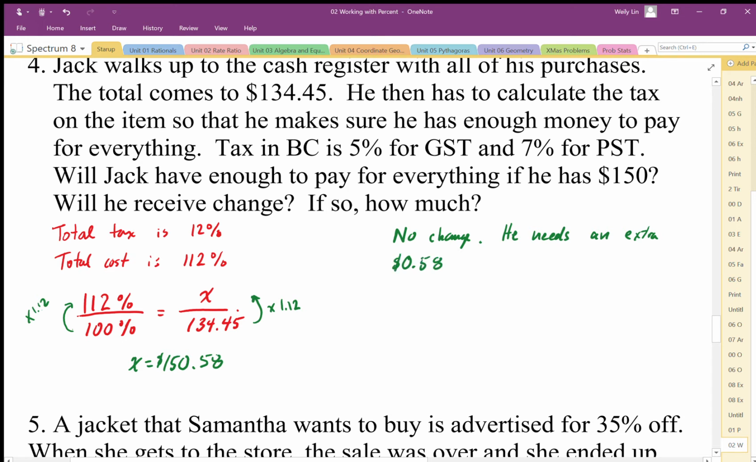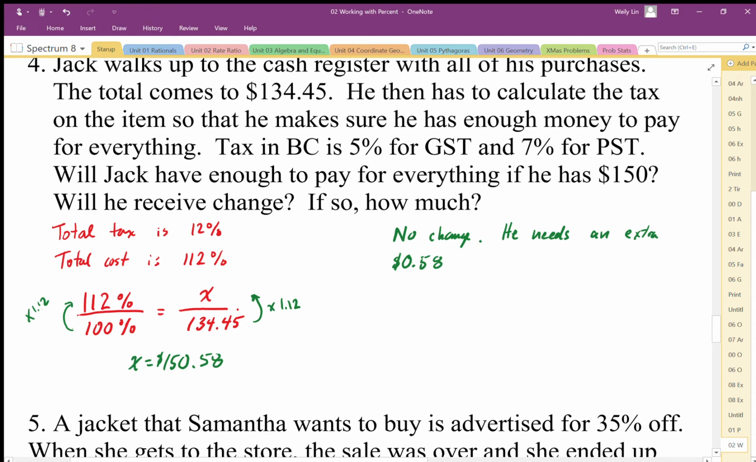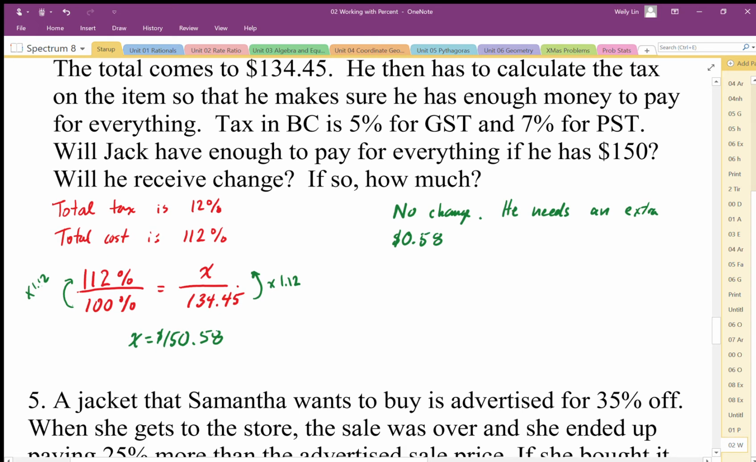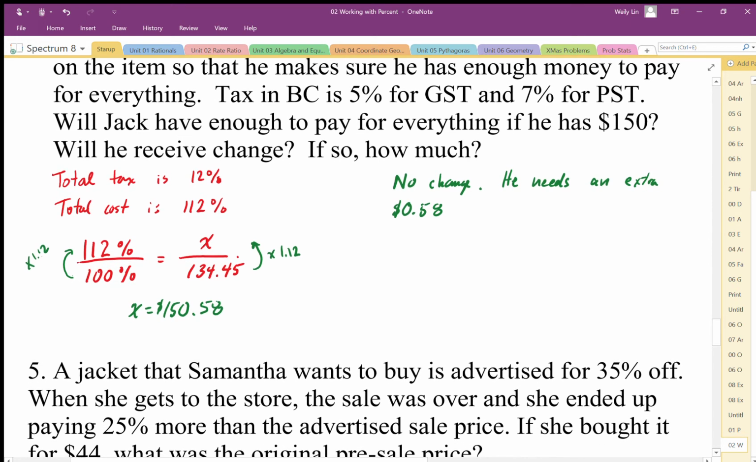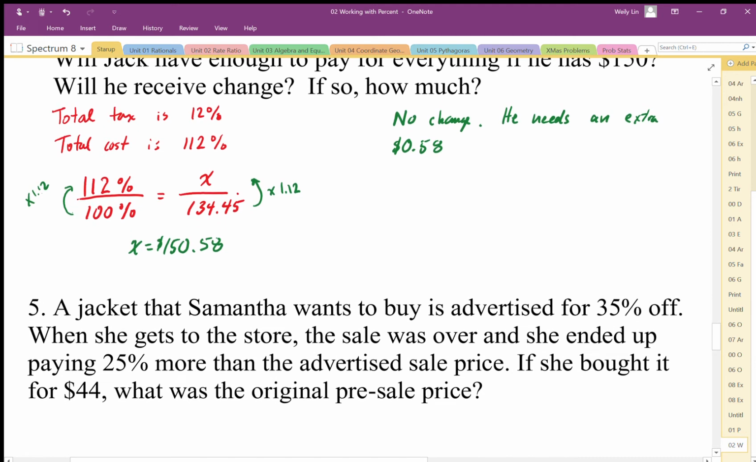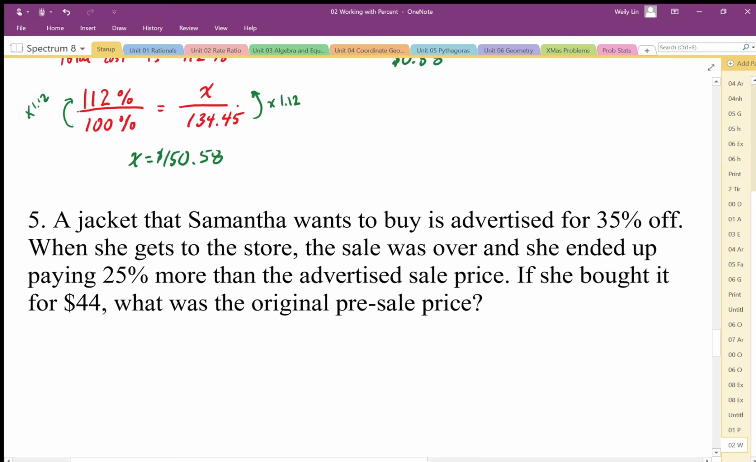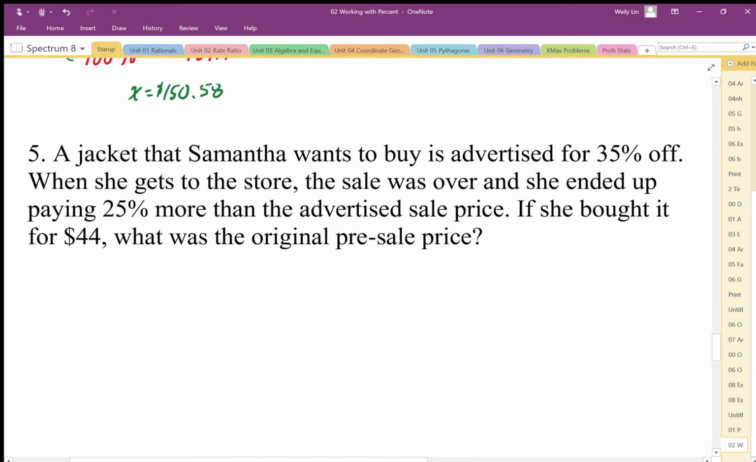So this is something that you guys need to think of. If you're buying something, you have to consider taxes. What they show on the label is not necessarily what you're going to pay at the till. So you have to make sure you account for that when you're buying things. So Samantha wants to buy a jacket. It's advertised for 35% off. When she gets to the store, the sale's over. She pays 25% more than the advertised sale price. She bought it for $44. What was the original pre-sale price?